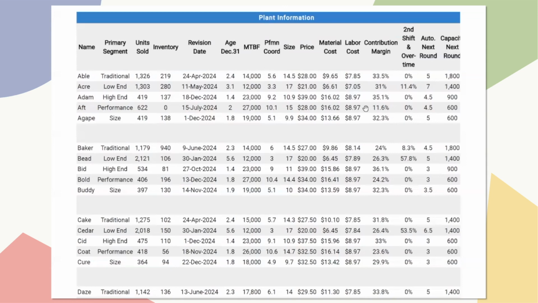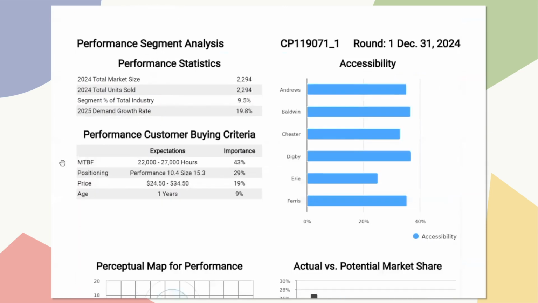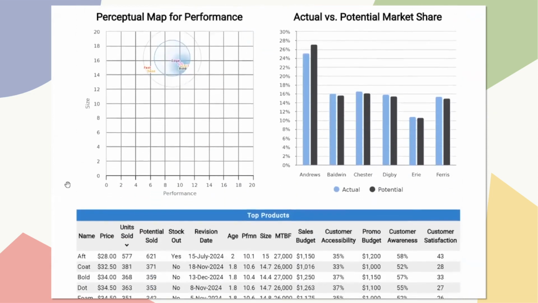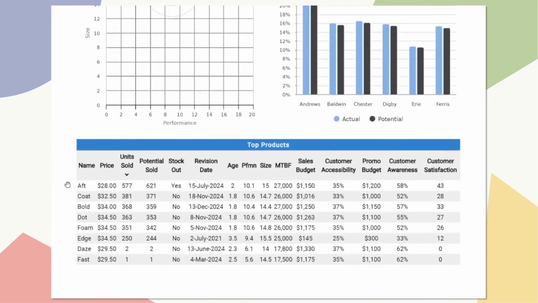So how can Aft improve? There are three ways to increase your margins. You can raise price, lower material costs by lowering the product's MTBF, or lower labor costs by investing in automation. In the case of Aft, competing in the performance segment, those customers expect a high MTBF, so cutting material costs is probably off the table. Aft could look to raise its price or increase automation to lower labor costs. A quick glance at the other performance segment products shows us that Aft is priced well below the competition, and there's certainly room to improve the margins with a price increase.